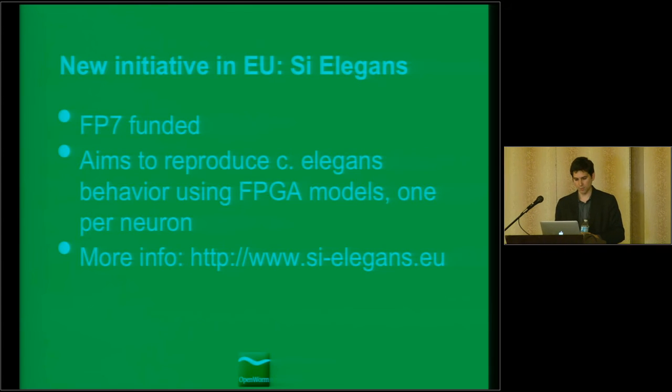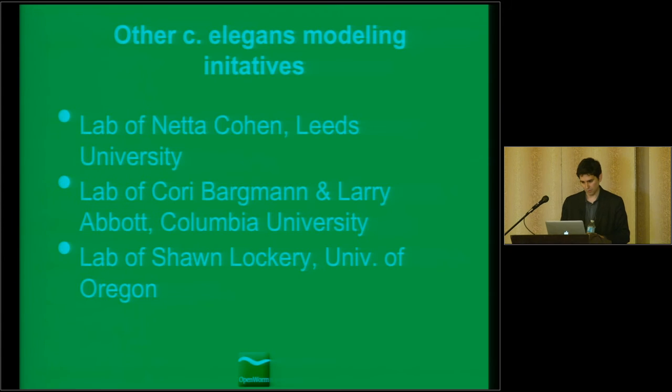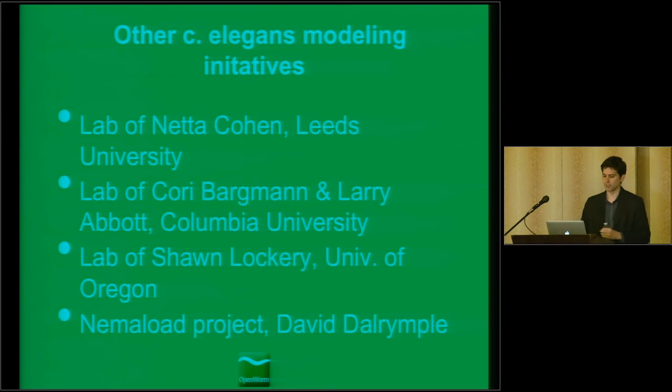And I also wanted to point as well to other work that's happened in this space. Other work that we're building on comes from Netta Cohen at Leeds, the lab of Cori Bargmann and Larry Abbott at Columbia University, and the lab of Shawn Lockery at the University of Oregon, all prominent names, in addition to others that have worked on C. elegans modeling over time. And the Nemaload project, which is another one by a gentleman named David Dalrymple.